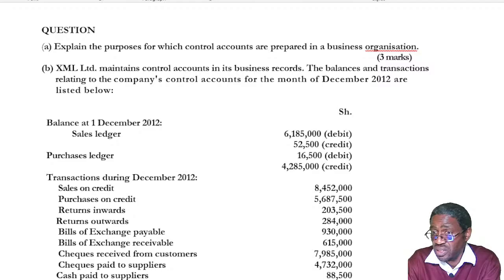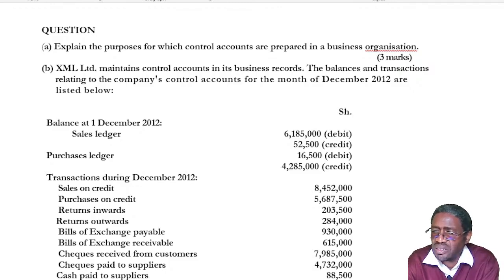So you are given, look at those balances. Balance as at 1st December 2012. Remember, we are preparing the control account by December, that is the end of the month. So by the beginning of the month, it looks like this company has a policy to prepare the control accounts on a monthly basis. No problem. It could be on a yearly basis, it could be on a monthly basis. Sales ledger, I told you, is the same as debtors ledger.